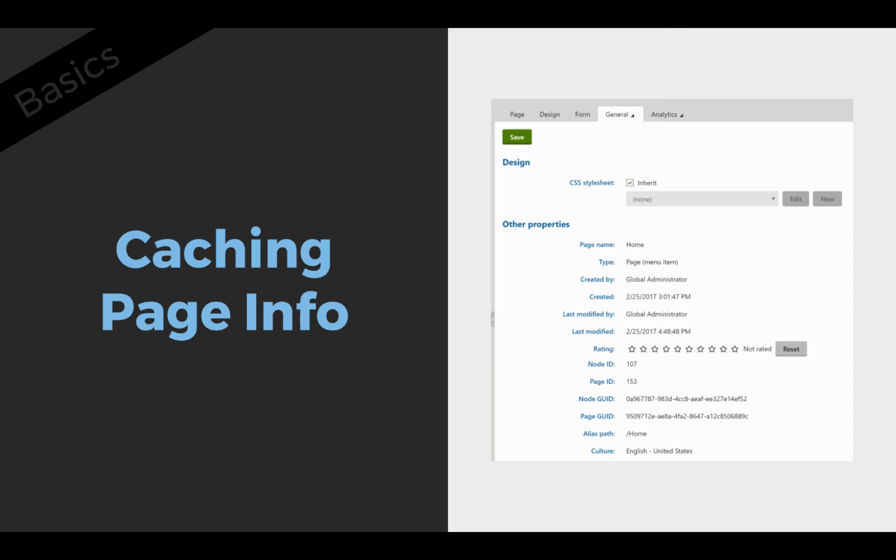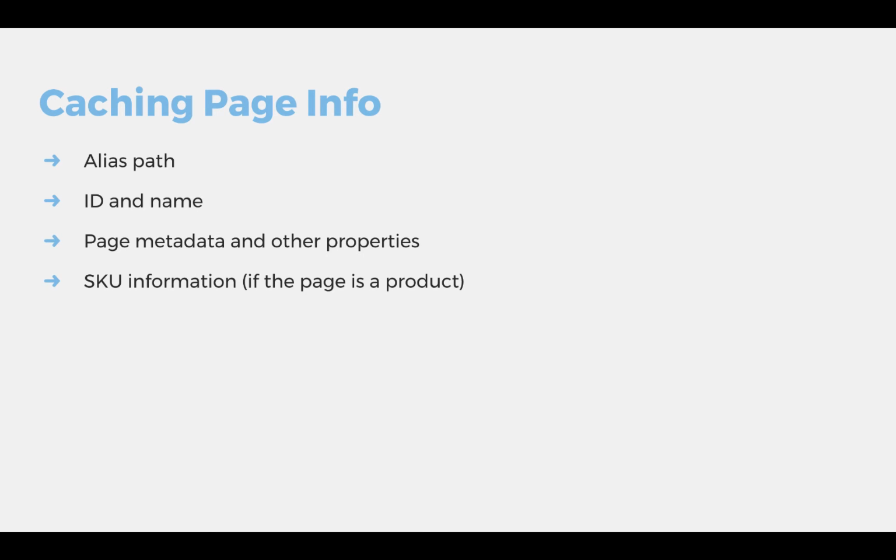Okay, so let's start adding things into our cache. The first out-of-the-box feature that we're going to look at is caching the page info. The default functionality in Kentico when someone visits an uncached page is for it to cache basic page information. And this includes things like the alias path, the page ID and name, other properties such as metadata, SKU information if the page is a product, and workflow information. And note, when you update a page, say you save it, the page info that is cached will refresh. Kentico makes sure that this information is always the latest.